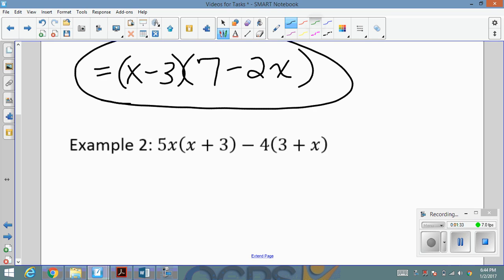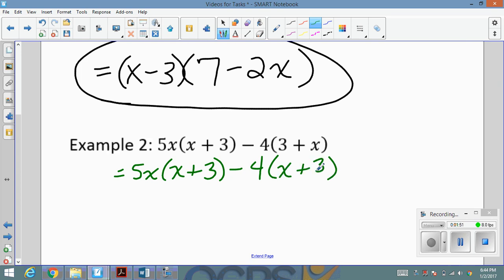Let's look at another example. In example 2, notice that what's in parentheses is not actually exactly the same. I have x plus 3 and 3 plus x. Our commutative property, however, does let me rearrange that. So I'm going to leave this one as x plus 3. And I'm going to flip-flop this one because it's addition. My commutative property tells me I can do that. Now what I have in parentheses is exactly the same, so I can pull it out.